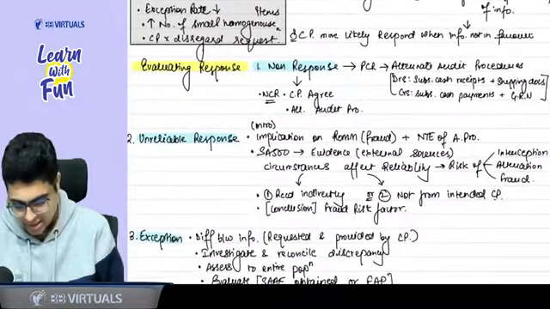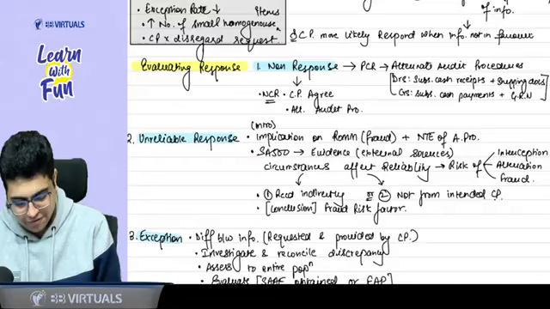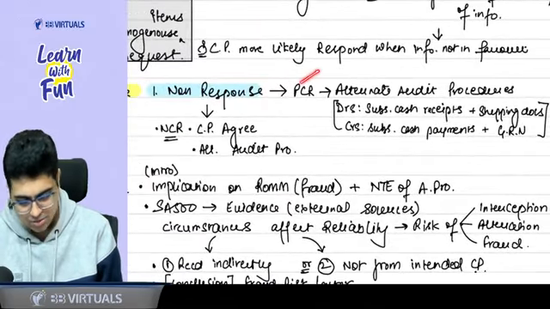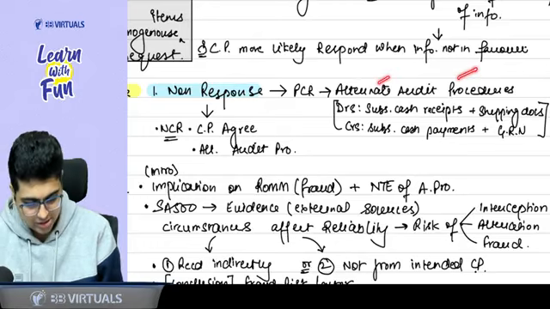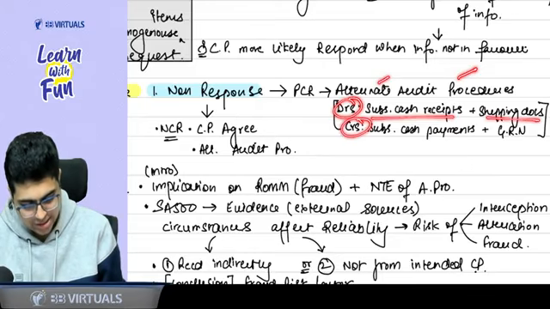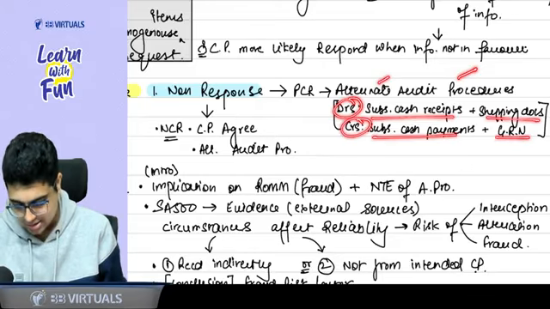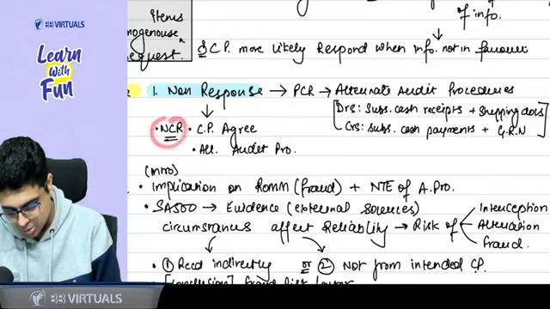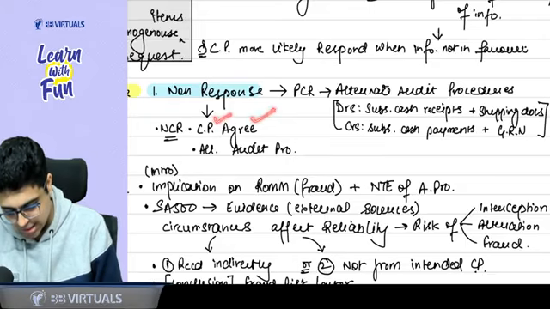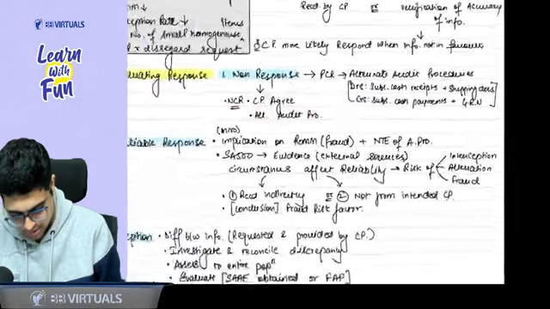Last stage of the standard, evaluating the response. First, non-response. If it is a non-response and it is a case of PCR, you can't give up, perform alternate procedure. For debtor, you can check subsequent cash receipt, shipping documents. For creditor, you can check subsequent cash payment and goods receipt note. For NCR, it is a good thing. That means confirming party agrees. But still, if it is a big question, write the theory of NCR and also talk about alternate audit procedure.